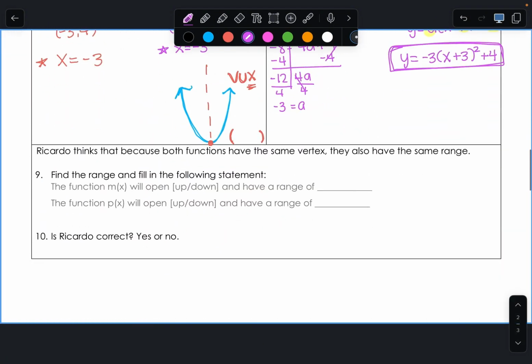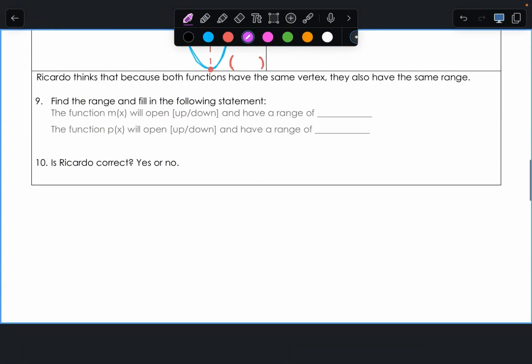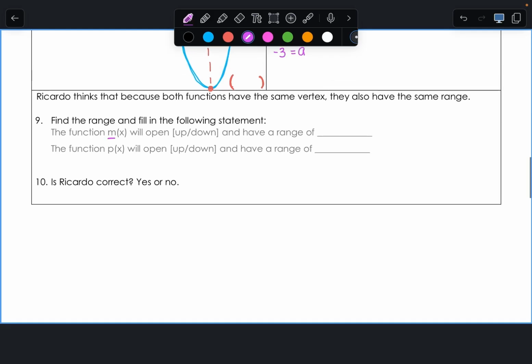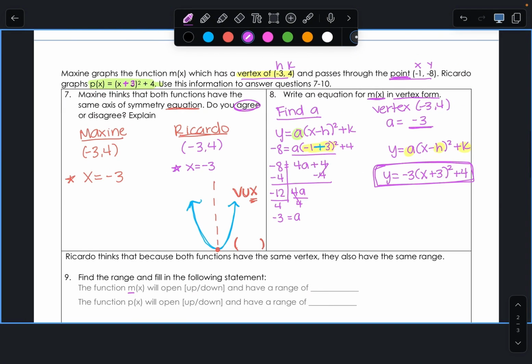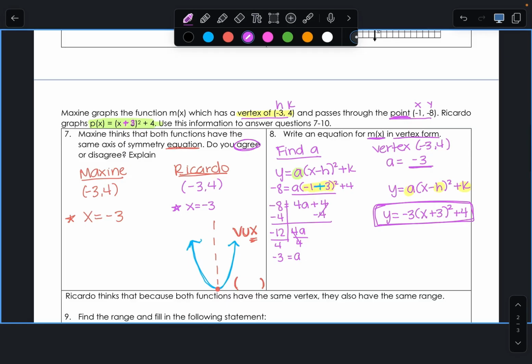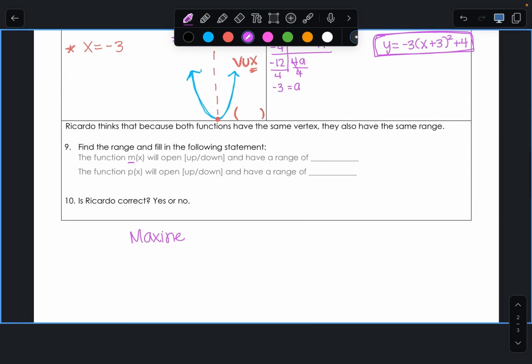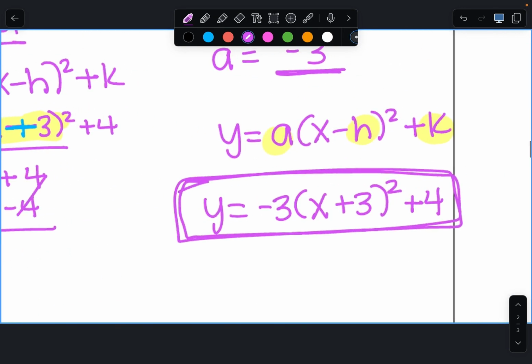Numbers 9 and 10, it says, Ricardo thinks that because both functions have the same vertex, they're also going to have the same range. We don't know that. To figure out the range, we need to know what the vertex is, and we need to know what the value of A is. Let's start with M of X. Let's start with Maxine. Maxine's vertex is negative 3, 4.